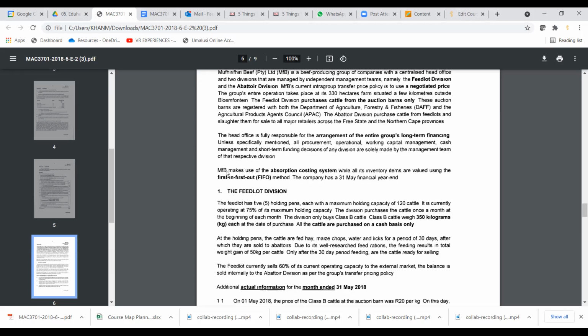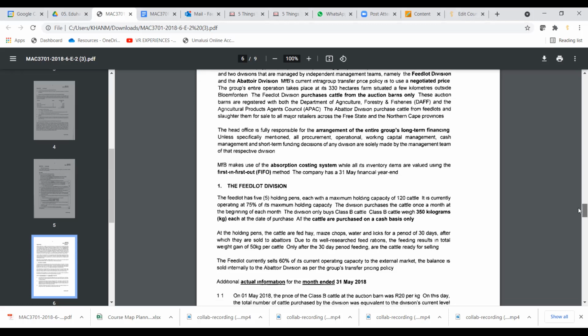Okay, MFB makes use of the absorption costing system. Whenever you see that, what must go through your head? When you read absorption costing system, what must go through your head? That the cost of a product is made up of direct material, direct labor, variable manufacturing overheads, and fixed manufacturing overheads. While all its inventory are valued using first in, first out, the company has a 31 May financial year end. Okay, so we saw that.